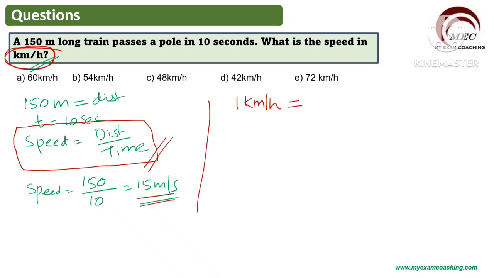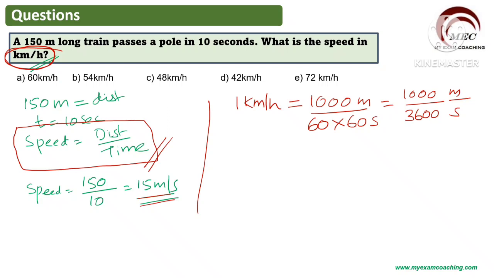1 kilometer per hour means 1 kilometer is equal to 1000 meter and 1 hour is equal to 60 minute. Each minute is equal to 60 second. So this means 1000 meter divided by 3600 second. So now you can cut these two zeros and these two zeros. 2 will go 5 times in 10, and 2 will go 18 times in 36. So 1 kilometer per hour is equal to 5 by 18 meter per second. So this formula you have to remember, very, very important.